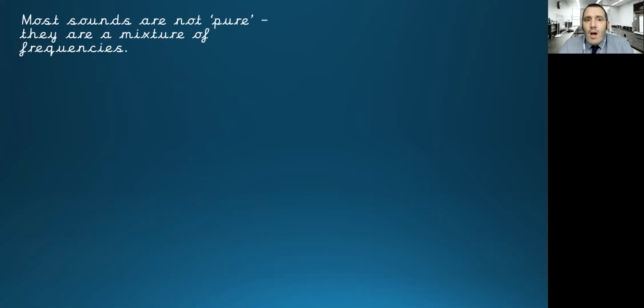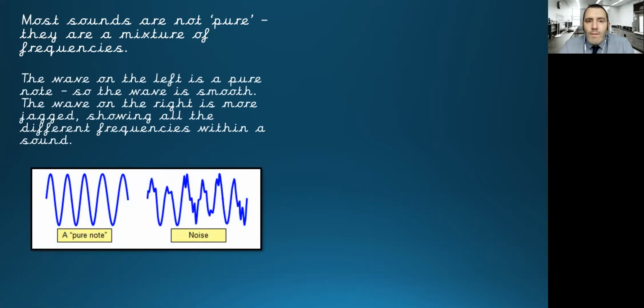So most sounds are not pure. They're a mixture of frequencies. The wave on the left is a pure note. So the wave is smooth. The wave on the right is more jagged, showing all the different frequencies within a sound.